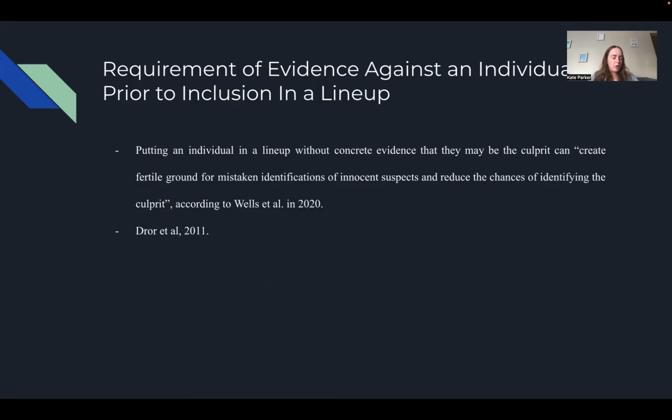While I'm on the topic, I do want to acknowledge, like in Dror et al. in 2011, there can be cognitive bias among investigators that leads to them deciding what concrete evidence is suggestive that a person can be a culprit. So just investigators being more aware of their cognitive bias in that process could even more so help reduce the amount of innocent people that are included in lineups as suspects.